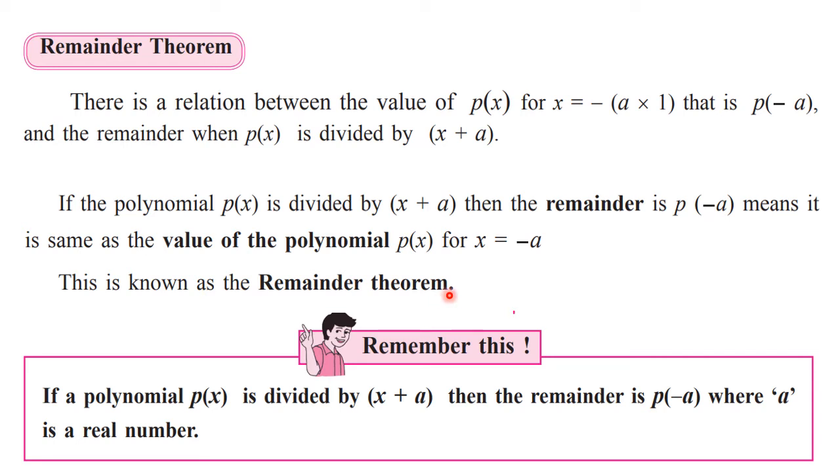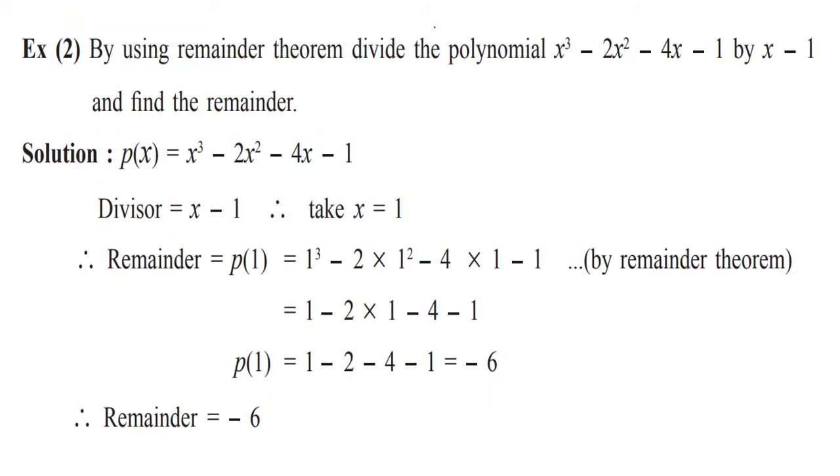Okay. So how we can write it in words? If a polynomial p of x is divided by x plus a, then the remainder is p of minus a, and where a is a real number. Okay, this is called as remainder theorem. Now let us see one solved example from textbook. As I have said, solved examples also are equally important. You need to see all the solved examples from the textbook. Okay. So I am discussing one example here.